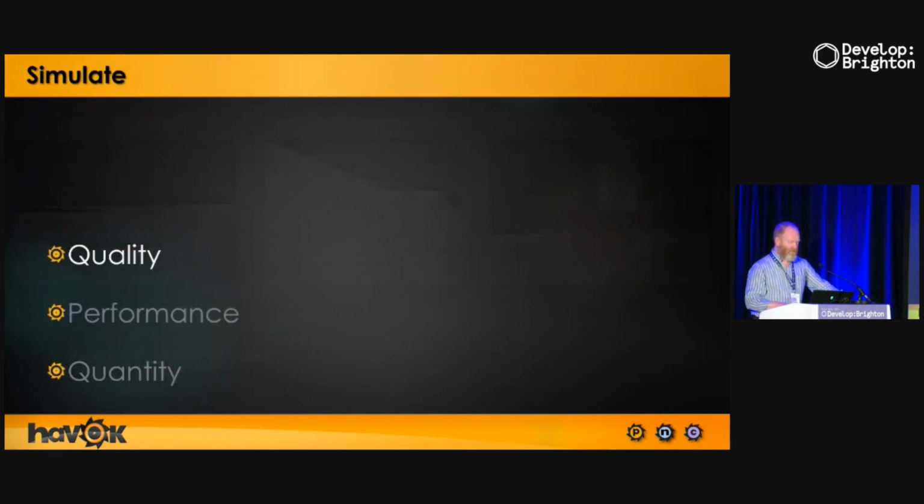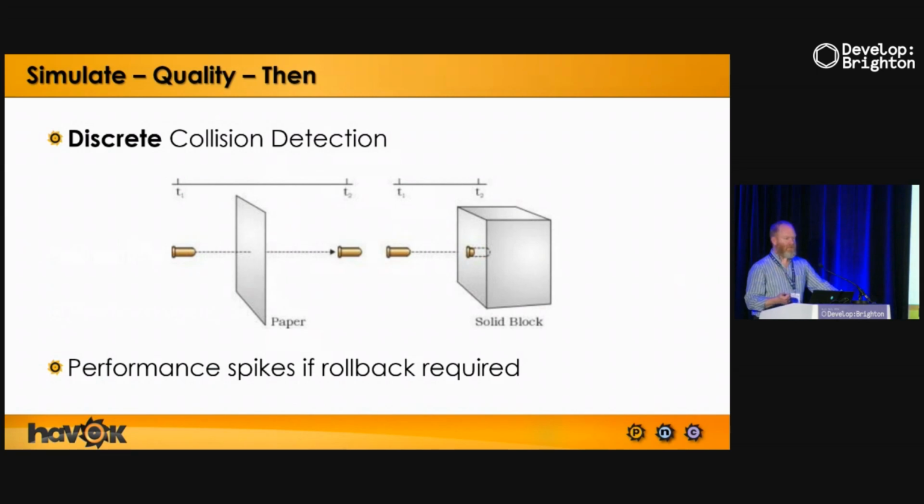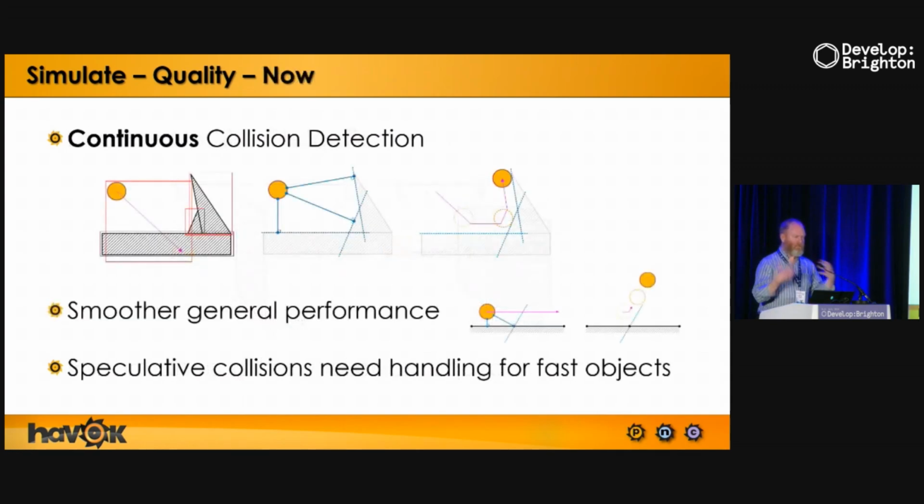If I do a little then and now on quality, we used to have discrete collision detection. So we'd have bullet through paper problems. If we move a bullet from time 1 to time 2, it might miss that collision unless it's a solid block it's hitting. And then when we sort of tacked on multi-threading, continuous collision detection, you get these massive performance spikes when you have to do a rollback and then rerun the simulation. We don't have to do that anymore. By default, we've got a continuous collision detection system.